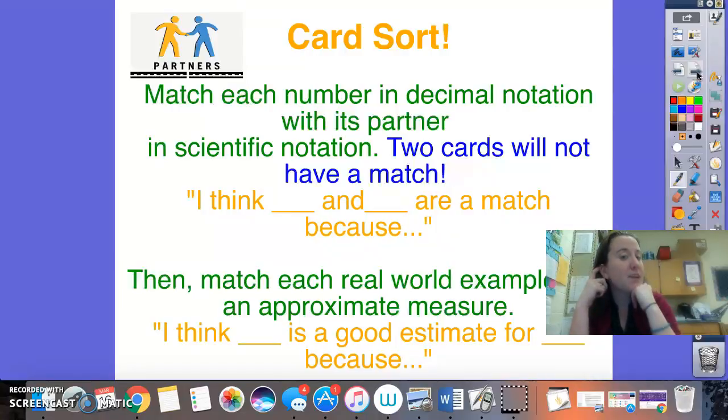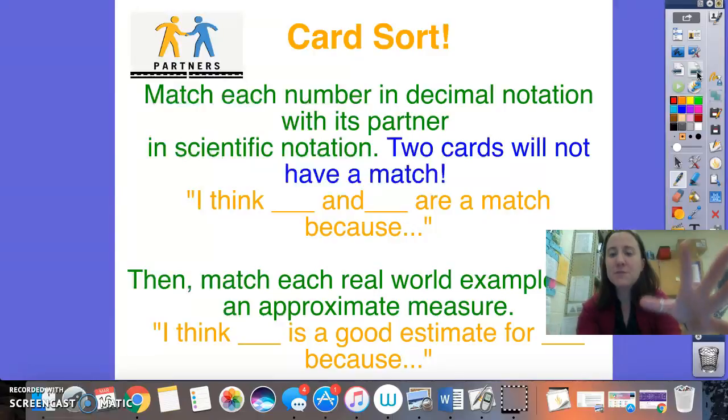So you are going to match each number in decimal or standard notation with its partner that's in scientific notation. 2 cards won't have a match. And you have some language frames here to help you frame your conversation that you're having with your partner. So I think blank and blank are a match because, and then your awesome reason why. Then you are going to, once you've made that match, I encourage you to do that first and get all those pieces out of the way.